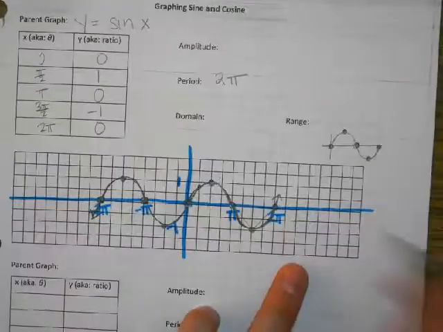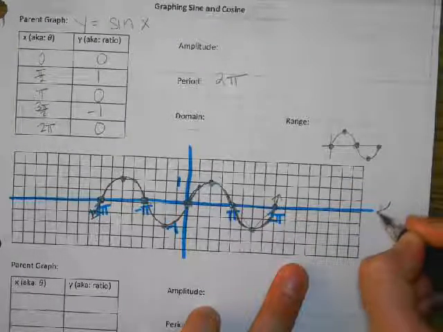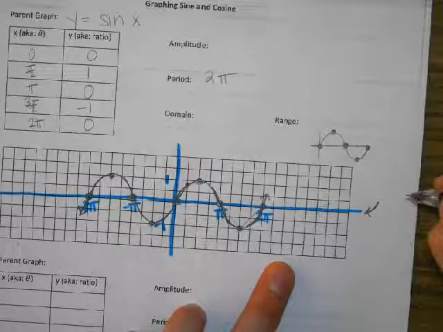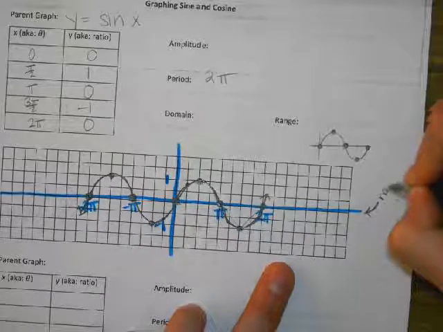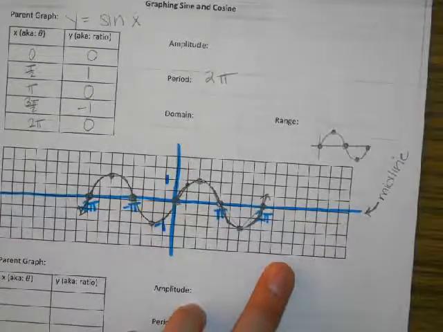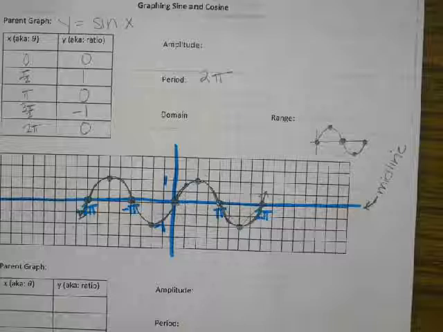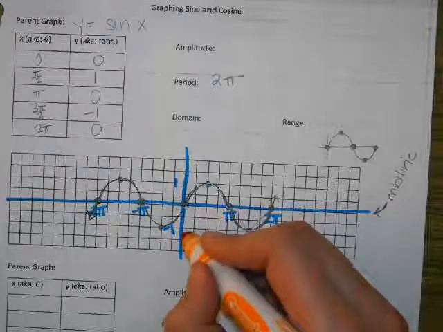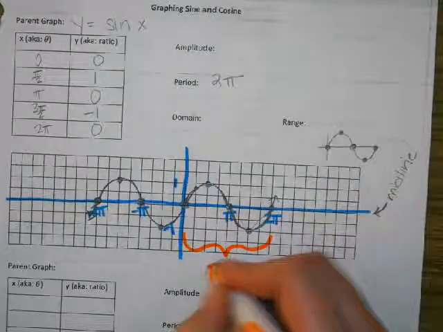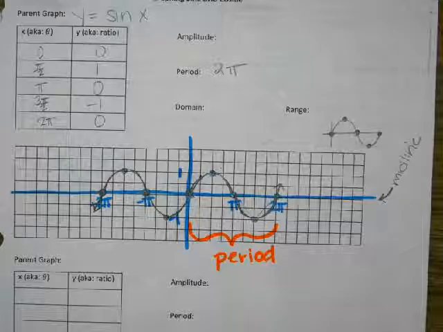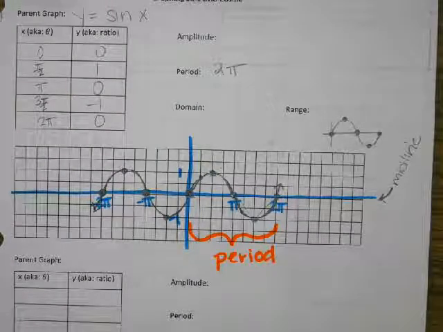All right, this line that cuts through the middle of the graph, in this graph it happens to be the x-axis. It won't always, but for today it will. This middle line is called the midline. That's the midline of the graph right there. I'm just going to go ahead and label this right here. That's the period. So it's how far it takes to do a full rotation. It goes up, it goes down, it comes back to where it started.